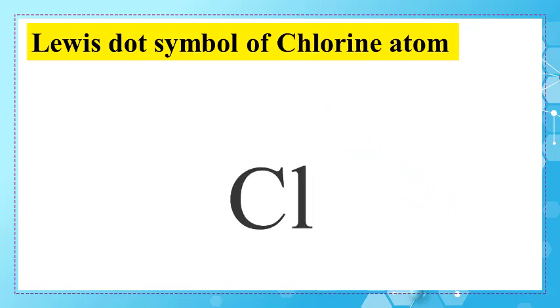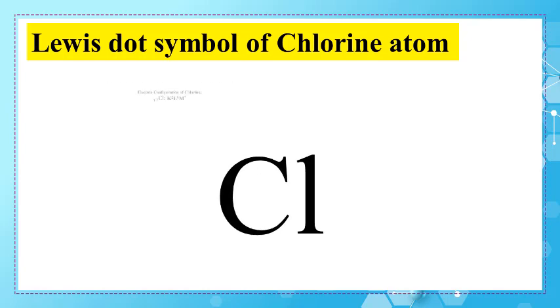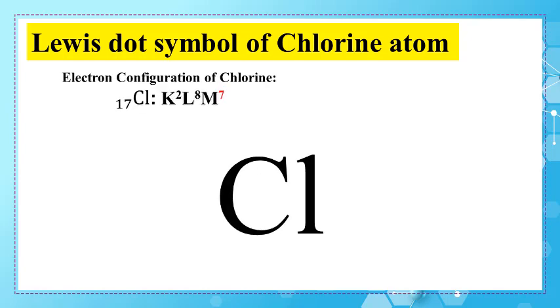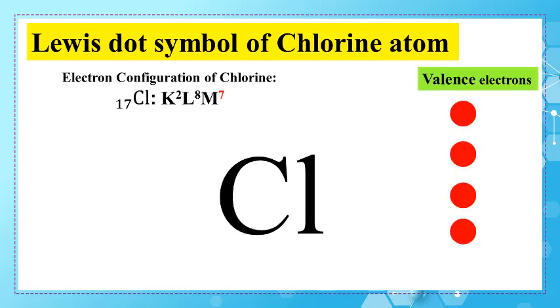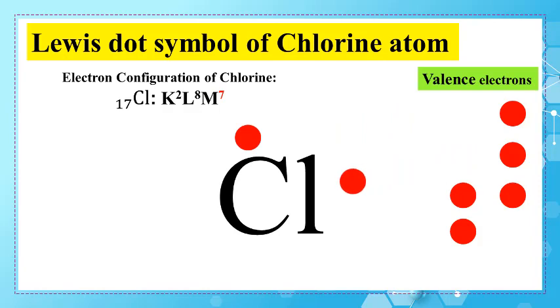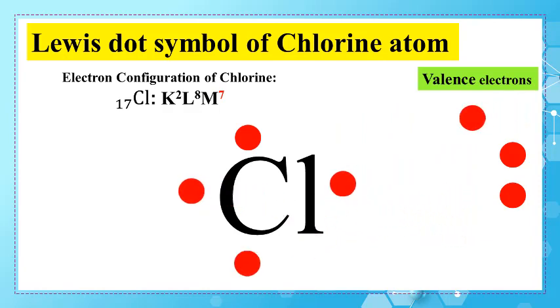The Lewis dot symbol of chlorine atom. The electron configuration of chlorine is K2L8M7. The number of valence electrons is 7. In writing the Lewis dot symbol, the first 4 electrons are distributed on the 4 sides of the atom, and the remaining 3 electrons will be added successively to the first 4 to get this Lewis dot symbol.